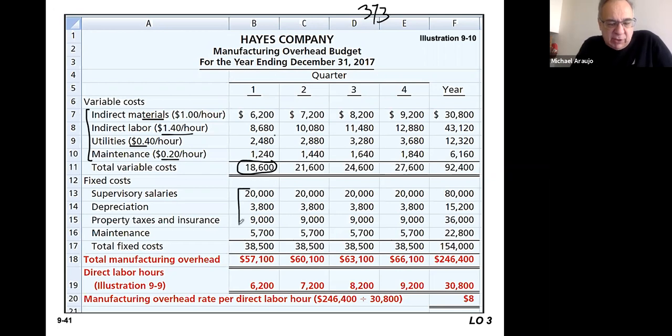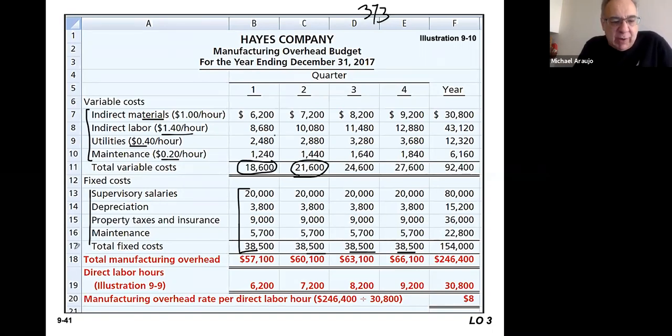If you notice, all your fixed costs are going to be exactly the same across the board for every quarter. And these are mostly going to be given to you, sometimes in a lump amount, which is easy, sometimes broken out like this. And so you're basically going to be spending your time calculating the variable cost. So again, 6,200 hours times each of these rates. Again, we get the hours from the direct labor budget that we just did.